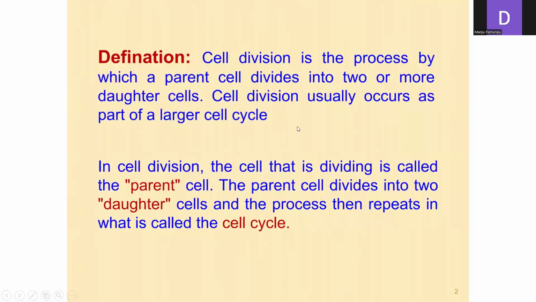Okay, next topic, that is cell division. Cell division is a process by which the parent cell is divided into two or more daughter cells. Cell division generally occurs as a part of the larger cell cycle. In cell division, the cell that is dividing is called a parent cell, and the parent cell divides into two daughter cells, and the process then repeats. It is called a cell cycle.